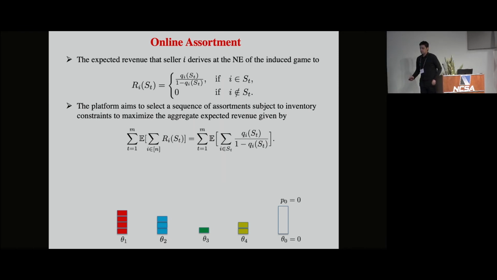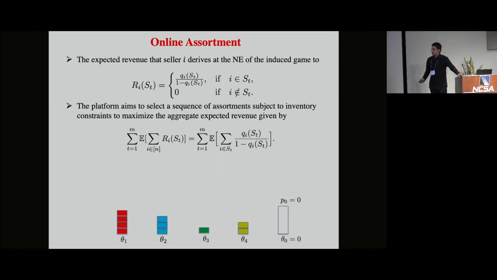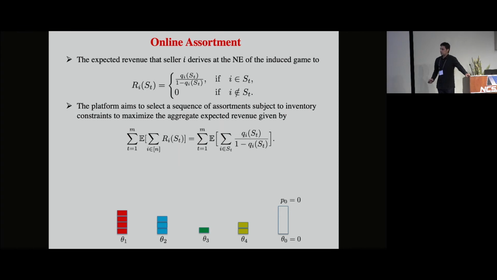And here is a simple example which illustrates this idea. Suppose we have 4 items. The first one has 4 units. The second has 3 units, etc. And the last one that you see here is the no-purchase item. If the buyer picks this item, it means it's just deciding to leave the market rather than buying anything. So the first buyer comes to the market. Let's say the platform offers this assortment. Then these sellers get into a Bertrand competition. They compute their equilibrium prices. Depending on these prices, the buyer selects one of them based on the multinomial logit choice model.